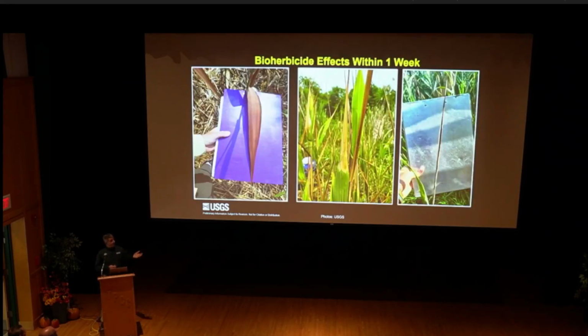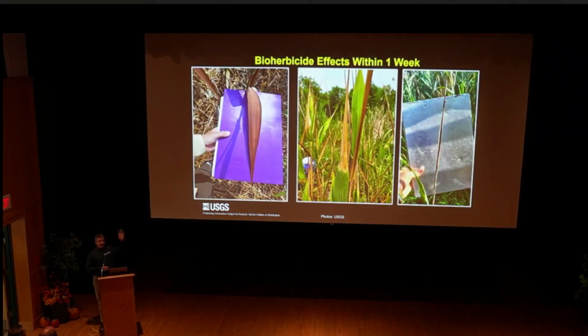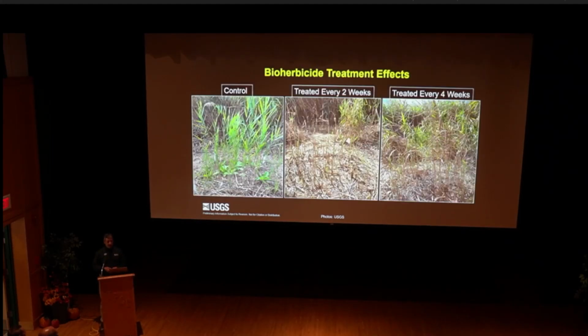But I can show you some dramatic, cool pictures that it's working. So this is what we get. We're hammering the plant within days or within a week. You see here, Phragmites is very brown, withering up. The leaves are cupping. It's not a happy plant. So here's some full control on the left. We're working with 1 meter square plots.